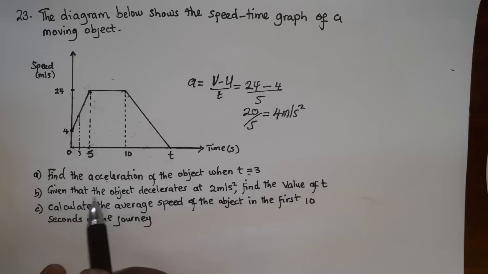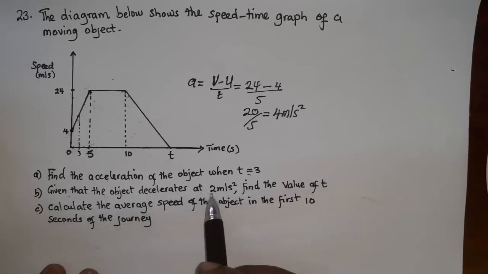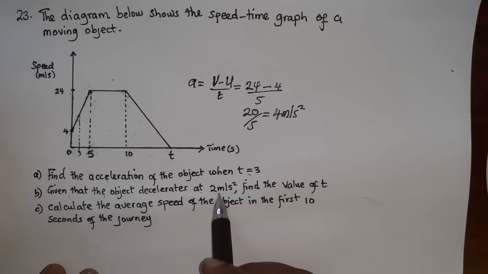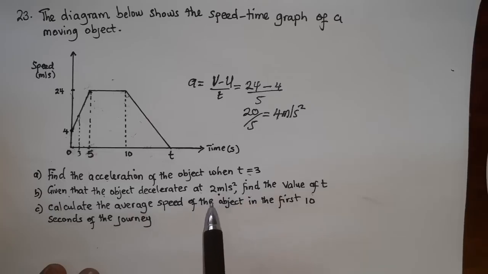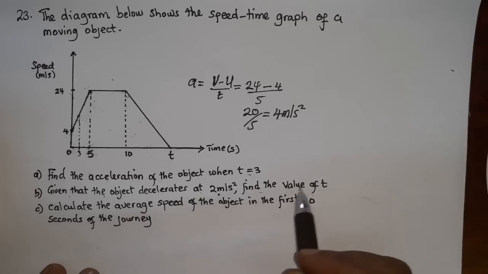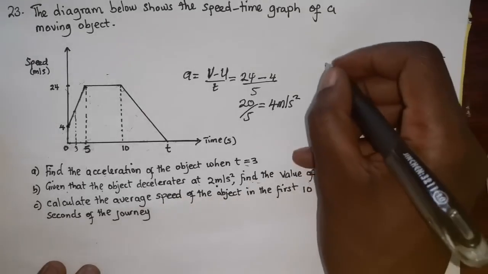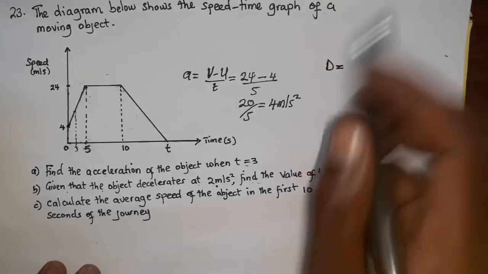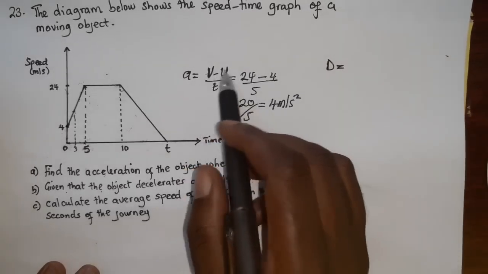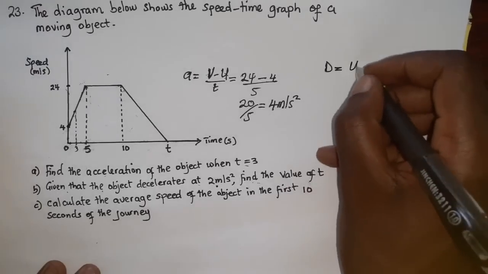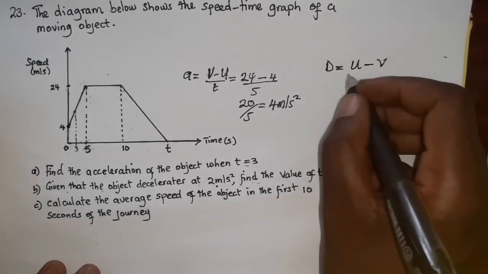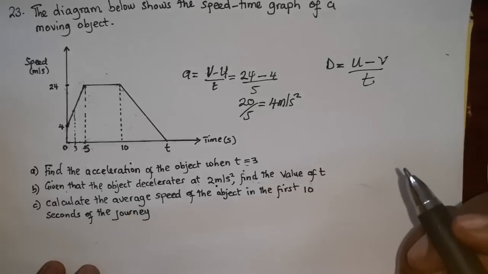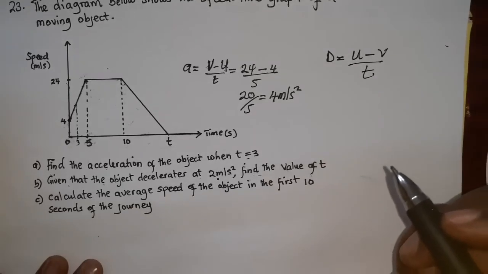Given that the object decelerates at 2 meters per second square, find the value of t. Okay, so we are looking at deceleration. For deceleration, what I do is I just swap these. It's the opposite, isn't it? Initial minus final over time.